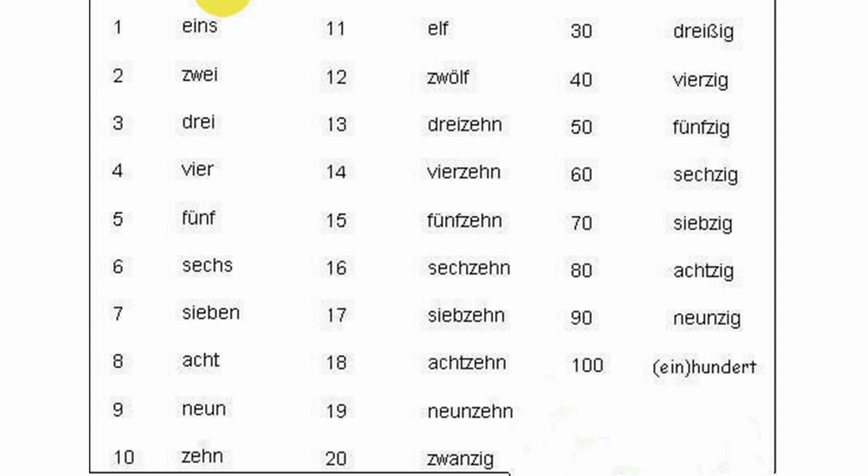After 20, if you want to pronounce 21, it will be "ein und 20". Means 1 will be first, then you have to write "und", then 20. So 1 and 20, it is "ein und 20".